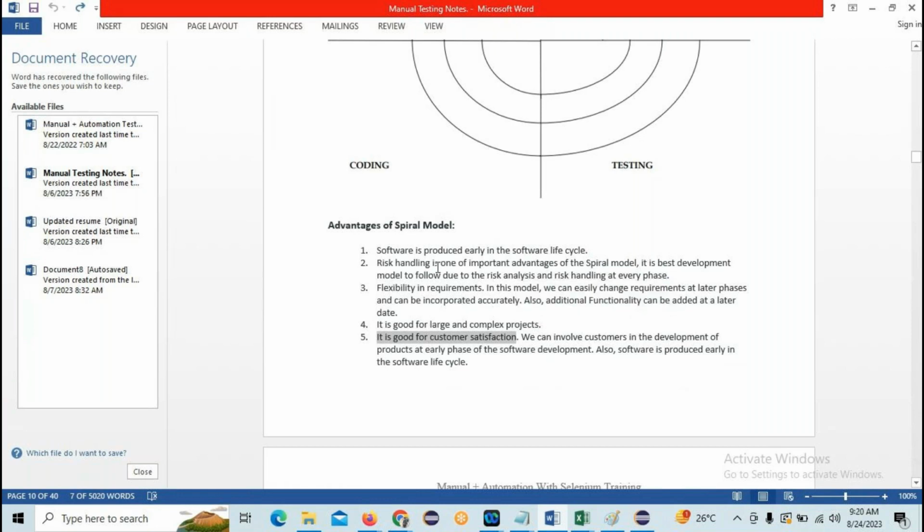Not only this material, guys, whenever you are studying any material for any technology, just concentrate on the keywords you have to remember at the time of interviews. For example, if I ask you what are the advantages of the spiral model, don't tell all these things. Just say that software will be produced early, that is the first point, and it is used for risk handling. There is flexibility in requirements, we can change at any point of time, it is used for large and complex projects, and it is very good for customer satisfaction. You people have to frame your own sentences to answer the particular question at the time of interviews.